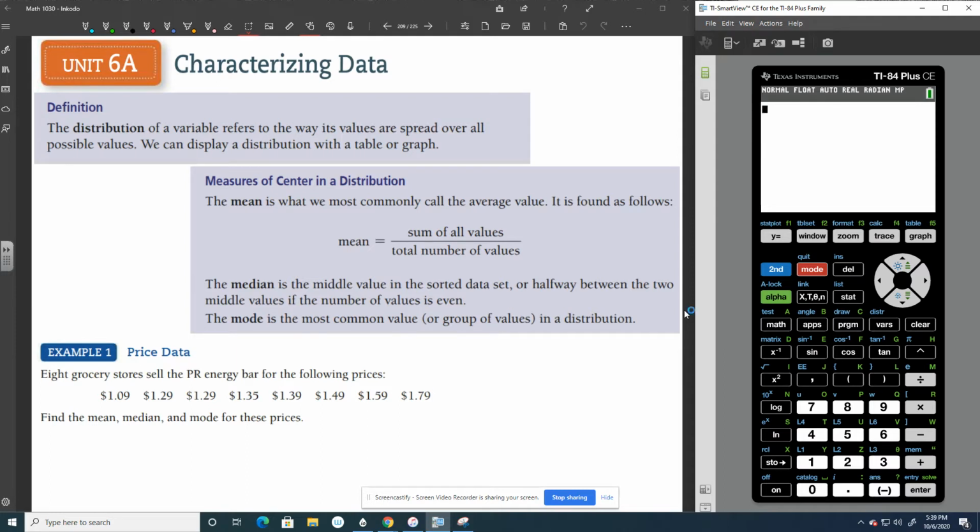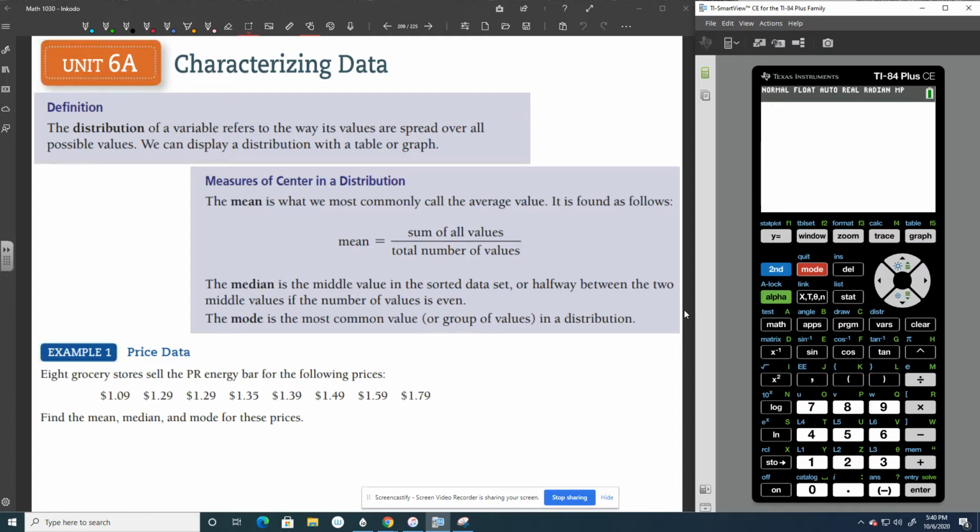So what we're talking about is characterizing all of this data that we're being presented with. The first thing that it wants us to address is the distribution. The distribution is the spread of all of our data. It's how the data is distributed, and we usually use a display to show this, like a table or a graph, which we talked about a couple sections ago.